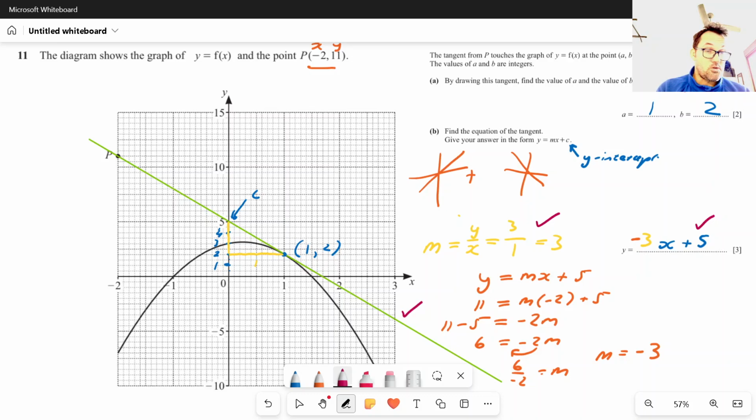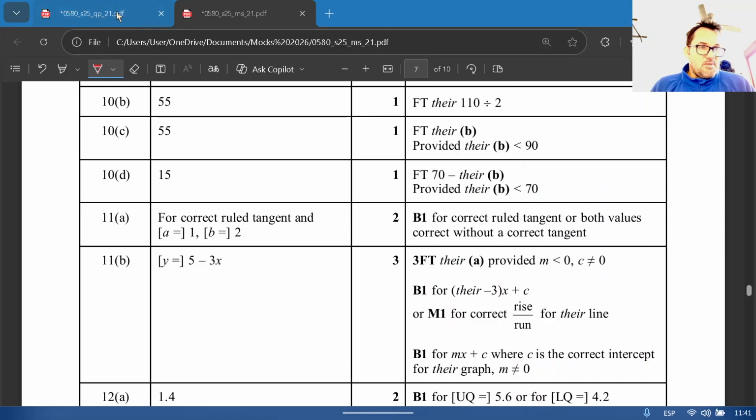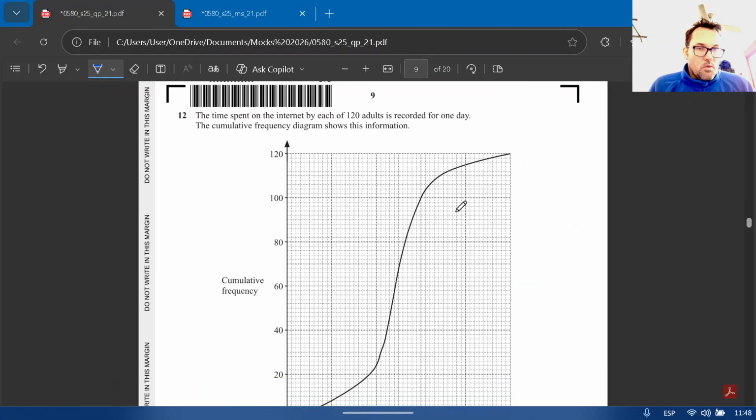Either you can use two coordinates, remember, you can use the formula for the gradient, and then for having minus 3x. If I've left that minus out, I would have lost 1 mark. Don't forget the minus. Okay, and that's that for question 11. We're on to question 12.